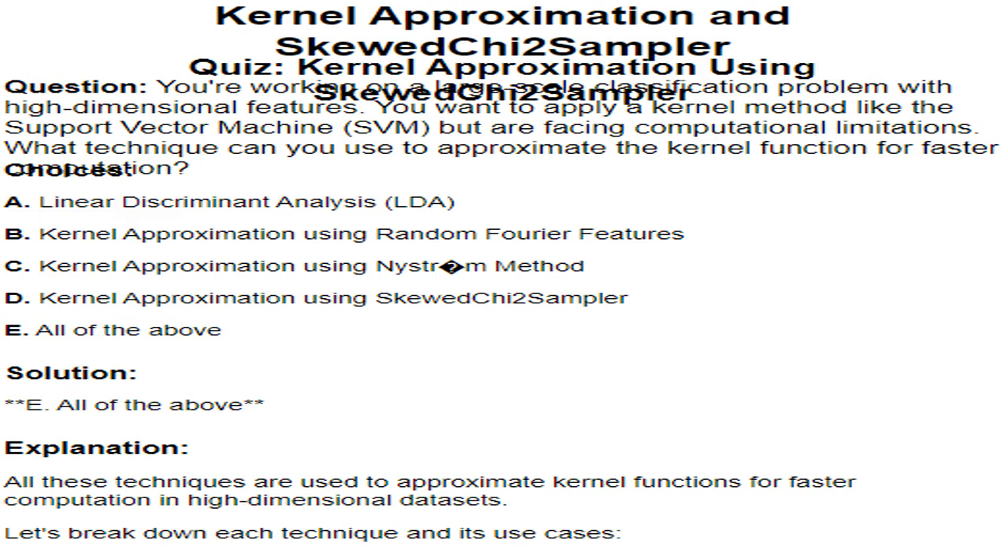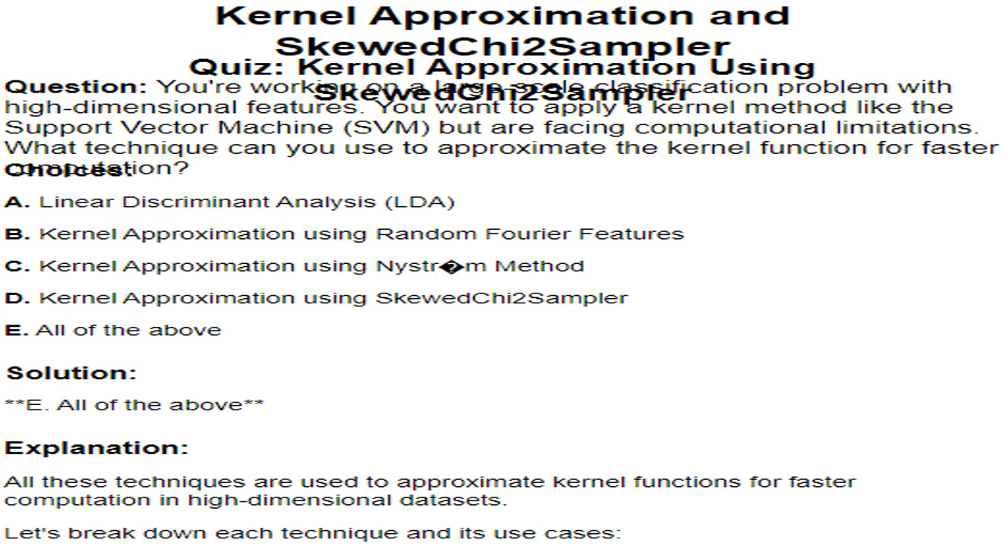You are working on a large-scale classification problem with high-dimensional features. You want to apply a kernel method like the support vector machine SVM but are facing computational limitations. What technique can you use to approximate the kernel function for faster computation?